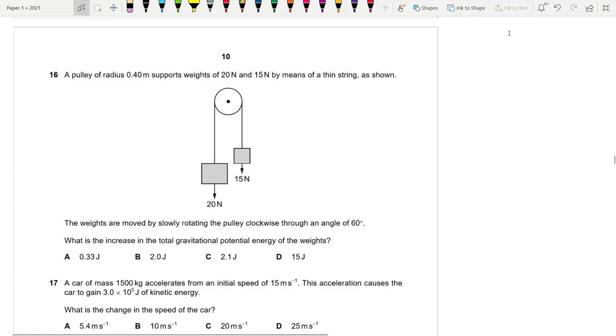A pulley of radius 0.40 meters supports weights of 20 newtons and 50 newtons by means of a thin string as shown. The weights are moved by slowly rotating the pulley clockwise through an angle of 60 degrees. What is the increase in the total gravitational potential energy of the weights? Interesting.